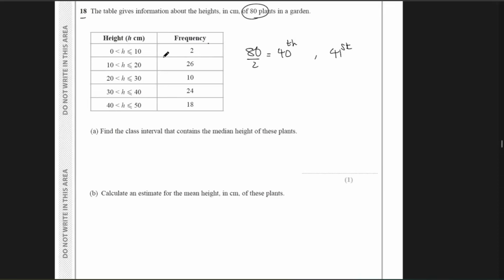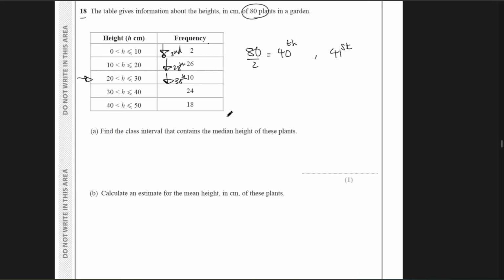So at the end of this row, we have the second value. At the end of this row, we need to add 26 more values. So 26 plus 2 is 28 values. The 28th value lies in the second row. If we add 10 more values using the third row, we'll have the 38th value as the final value in the third row.